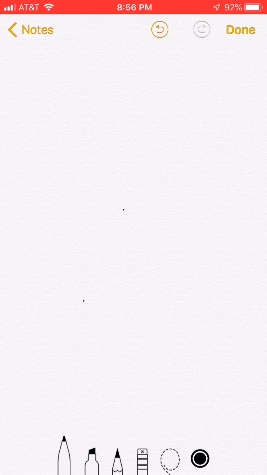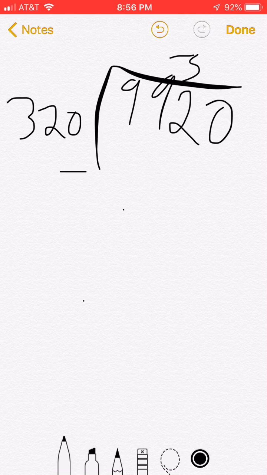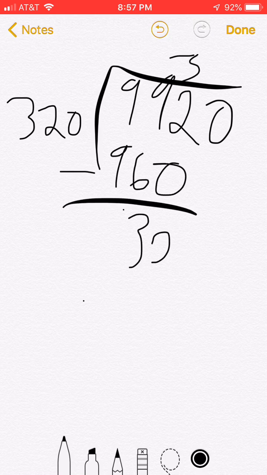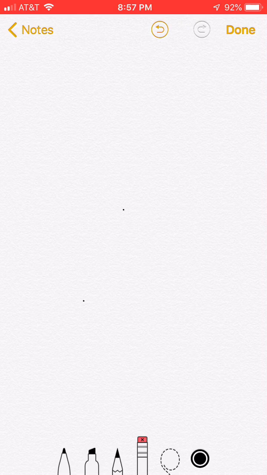The last problem is 9,920 divided by 320. 320 doesn't go to 9, doesn't go to 99, but goes to 992 3 times. And then minus 960 to get 32. 320 goes into it 1. So our answer is 31. And that concludes the second to last problem set.